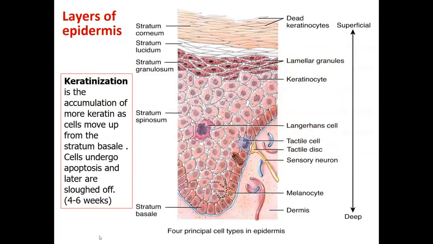Okay, a different diagram, again showing melanocytes. These are the cells that are dividing to make more skin cells over time. Langerhans cell, that's one of those white blood cells that live in the epidermis. So this word keratinization just means adding more keratin to the epidermal cells.